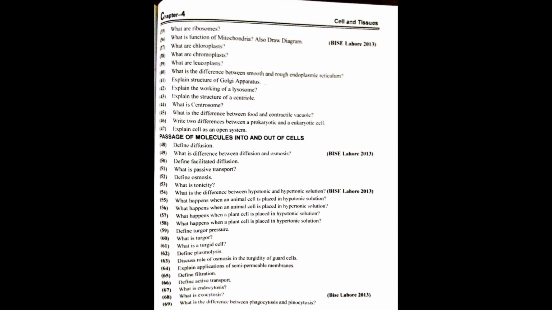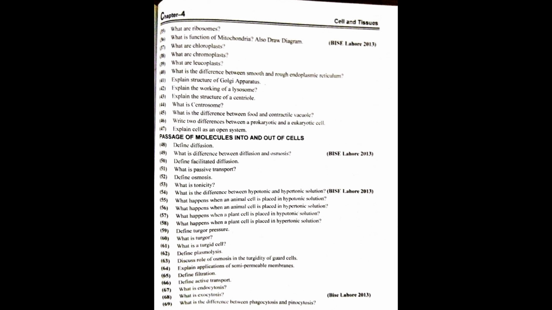Explain the structure of the Golgi apparatus. Explain the working of a lysosome. Explain the structure of a centriole. What is a centrosome? What is the difference between food and contractile vacuole? Write two differences between prokaryotic and eukaryotic cells. Explain the cell as an open system.